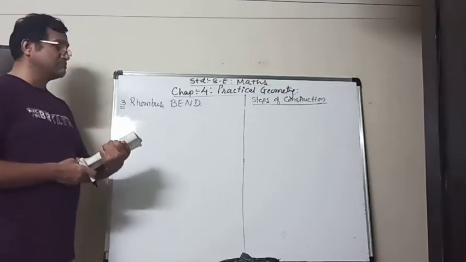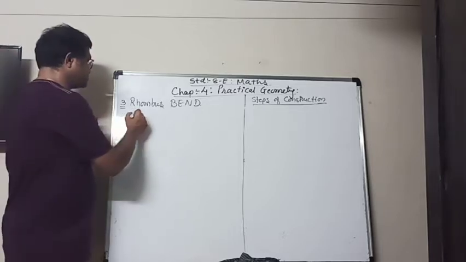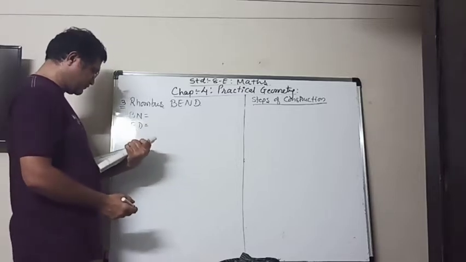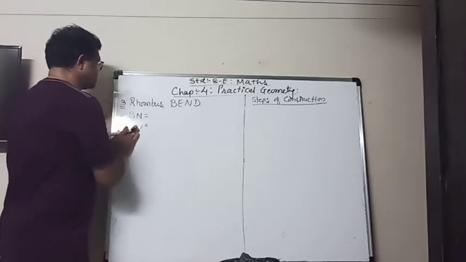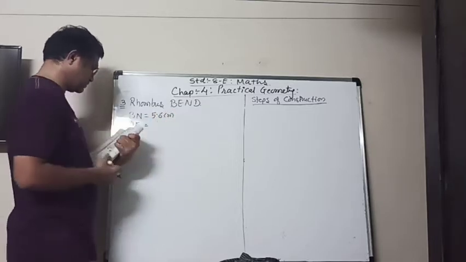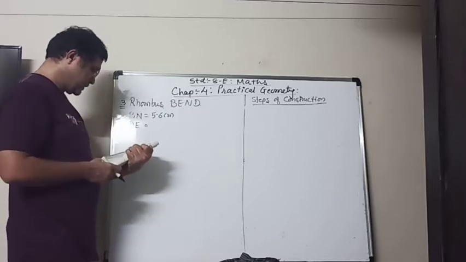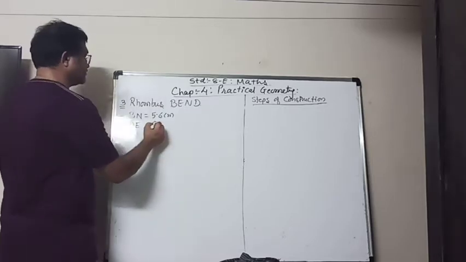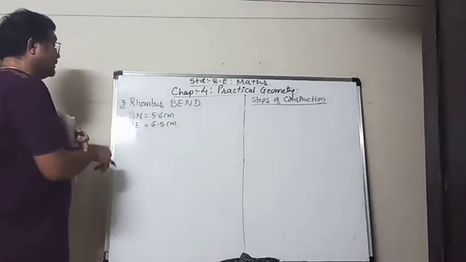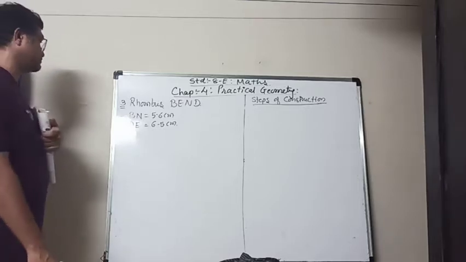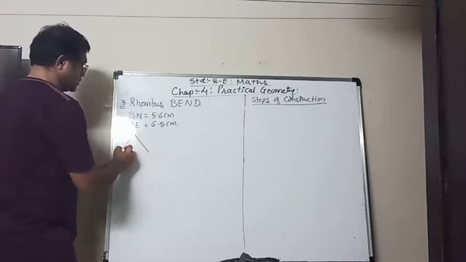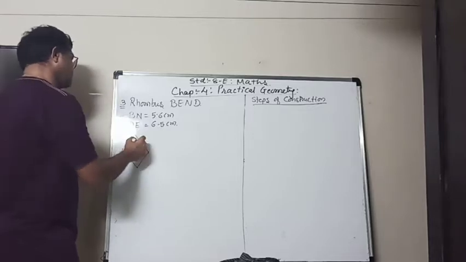Third one is rhombus BEDN, in which BN is equal to 5.6 centimeter and DE is 6.5 centimeter. Now what we have to do is that we will draw like that rhombus. All the four sides are equal.